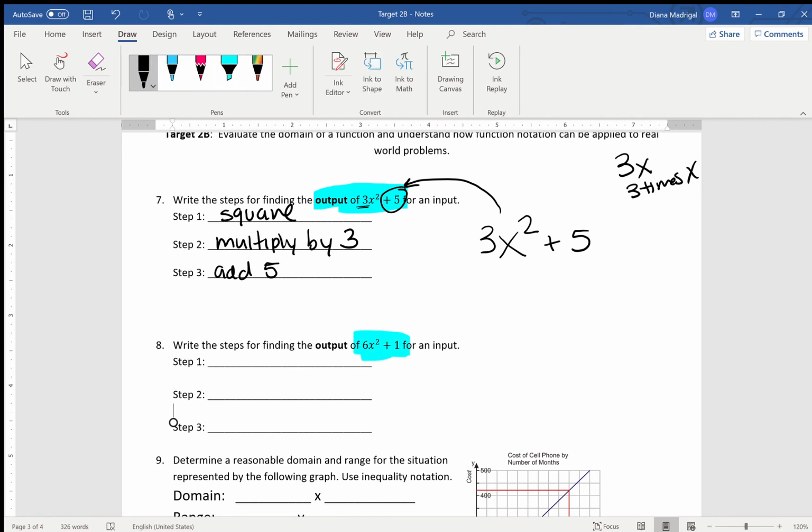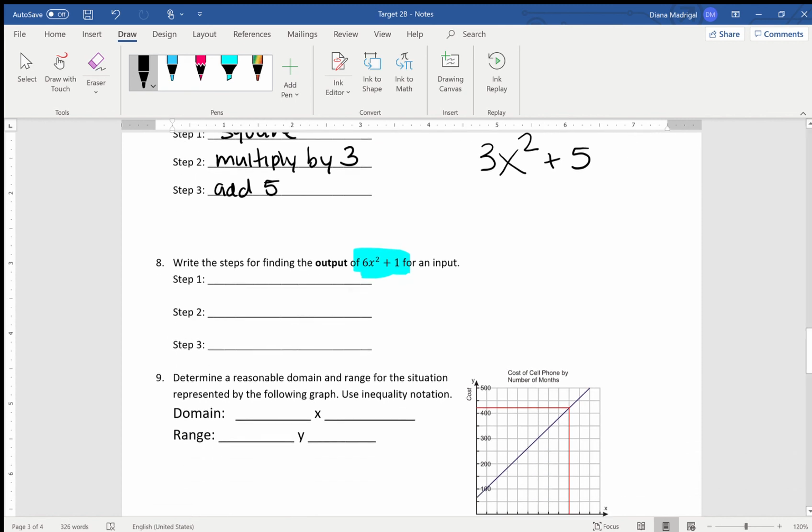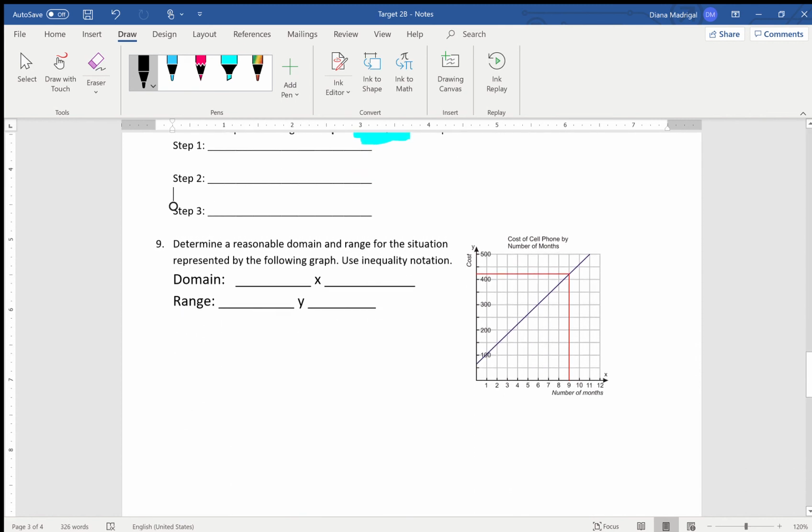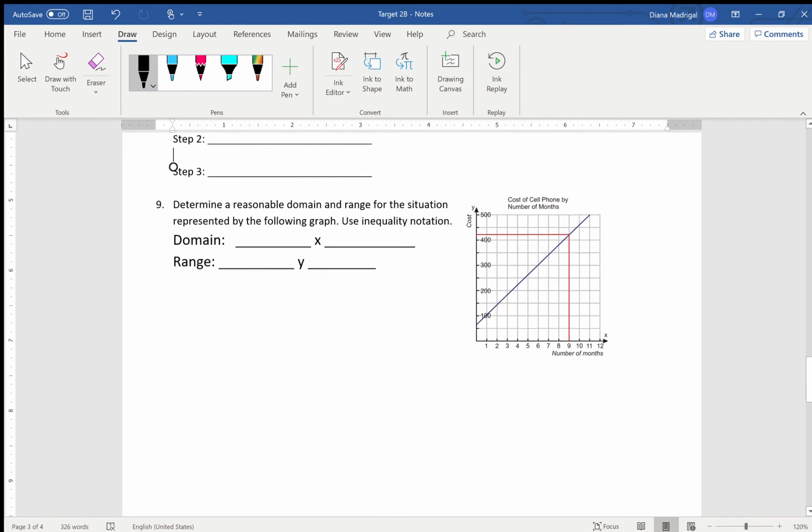Okay, so the answer for this, for step 1, again, you should have stopped the video and tried it on your own. Don't be cheaters. All right, so then step 1 for this is square. Step 2 was multiply by 6. And step 3, add 1. Okay, easy peasy, lemon squeezy. All right, number 9, okay.